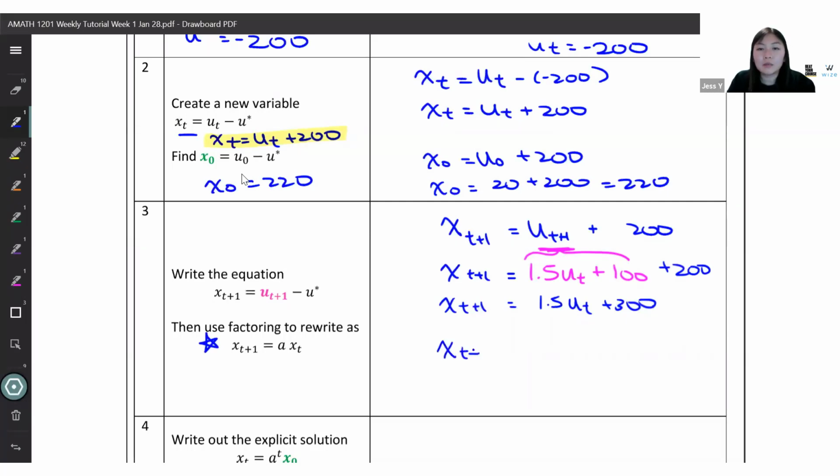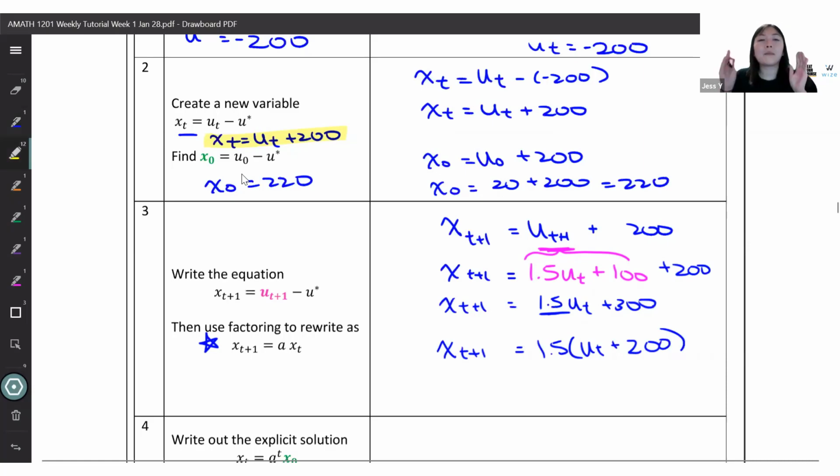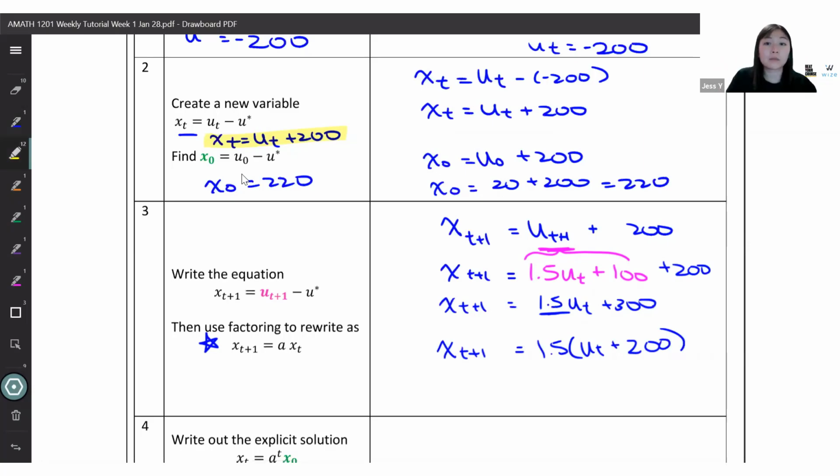So we have x sub t plus 1. This 1.5, I'm going to factor that out to the front. And by doing that, I'm left with u sub t plus 300 divided by 1.5, which is 200. And this should look very familiar, and this will happen every single time when you follow these steps. You're going to end up with the x sub t that we originally solved for in the last step. So now we have something fun happening. We can replace this with x sub t.